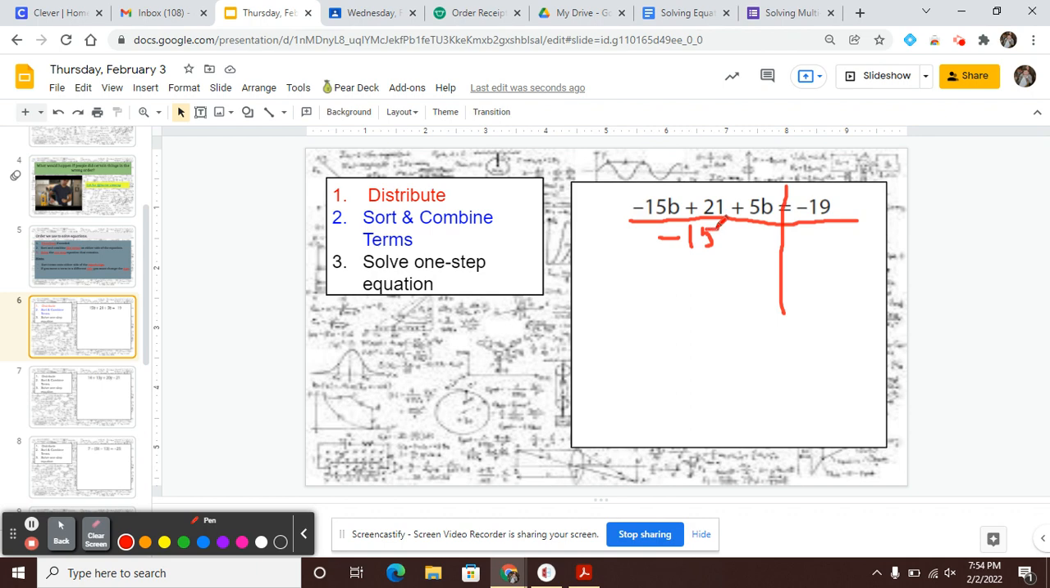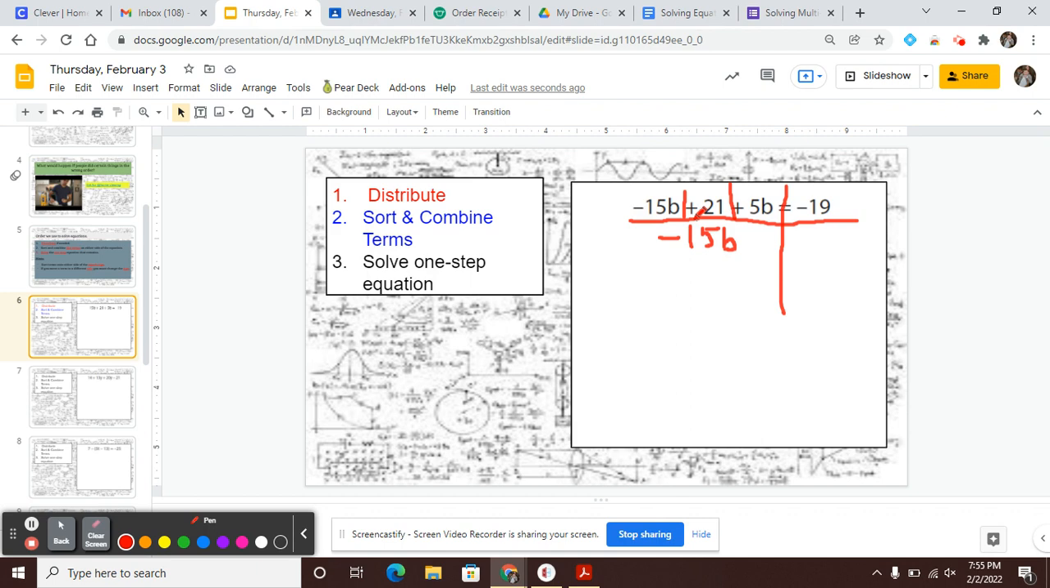And I'm going to start there. Then I look at my next term, and if it's helpful for you, draw your separation so you know how many terms you're going to have: 1, 2, 3, 4 terms this time because we've got that equal sign. So we've got negative 15b.